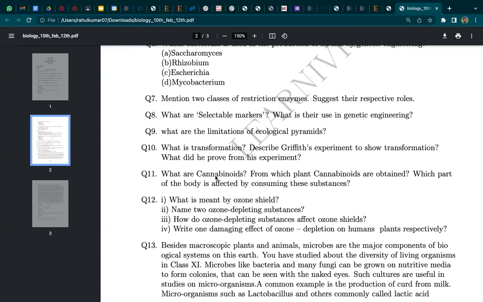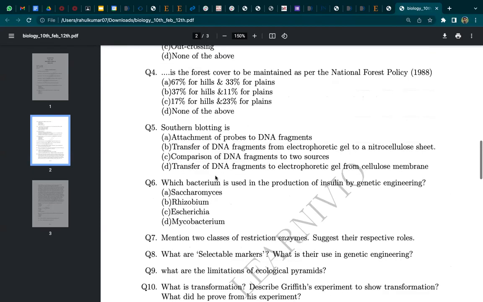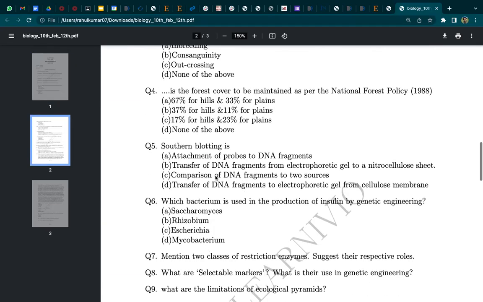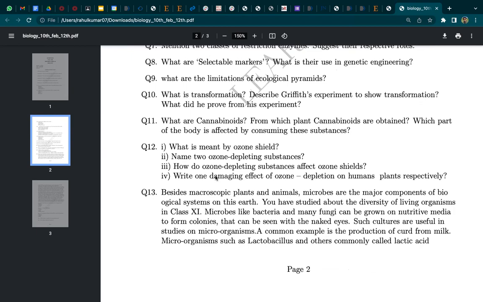Okay. Anyone else who has any other doubt? Sir, the 12th question. Yes. What is meant by ozone shield?